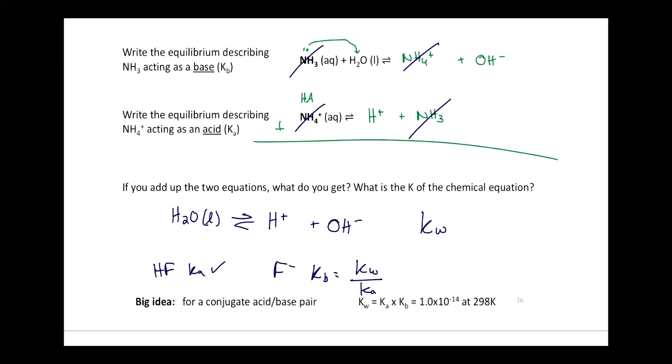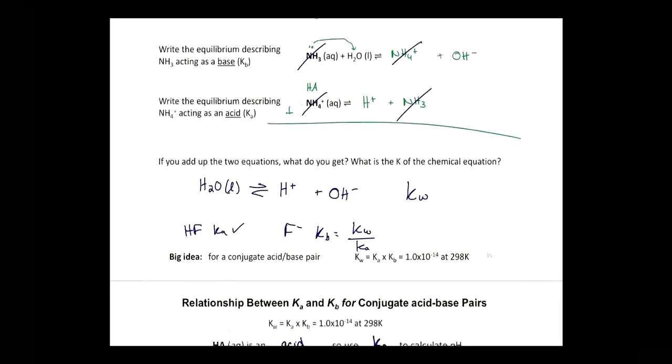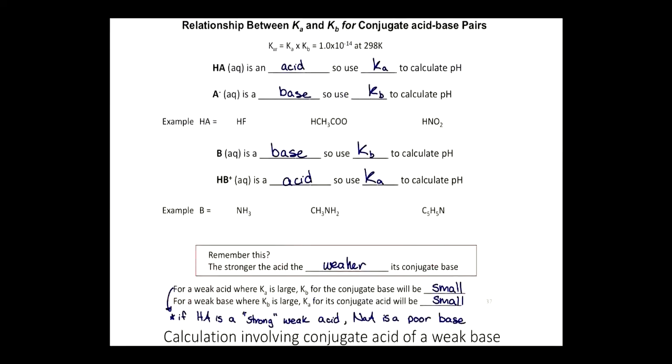And mathematically, that's why really weak acids have really strong conjugate bases. And we'll look at some examples in a minute. So for a conjugate acid-base pair, so HA and A minus, or ammonia, B, and HB plus, the Kas and Kbs for a conjugate acid-base pair are related by Kw. That is super, super important.